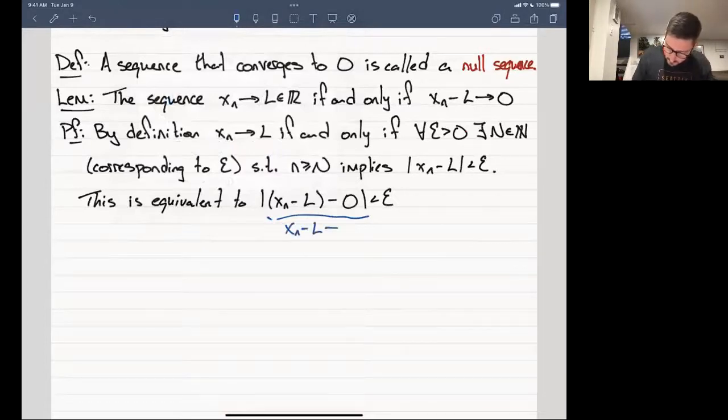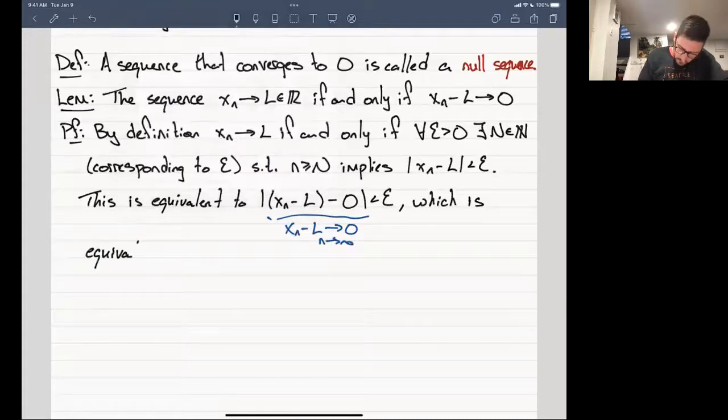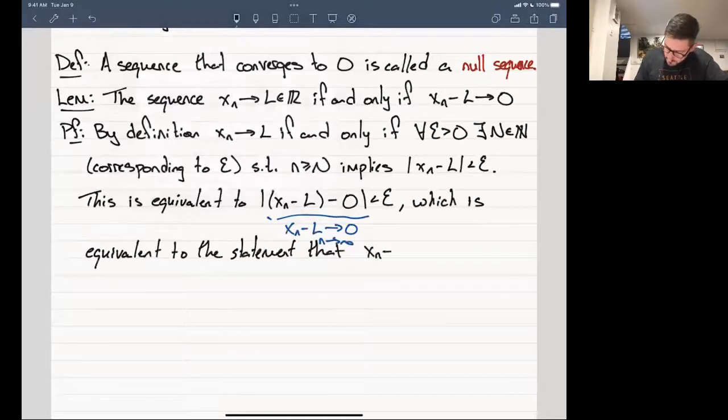Whereas this piece right here that I just wrote, this is xn minus L converging to 0 as n goes to infinity, right? Again, all it is is just writing it out. It's just where I put the brackets and what I put the limit to be. So this is equivalent to the statement, just what I have in blue here, that xn minus L converges to 0, since, well, clearly these things are equal to each other.